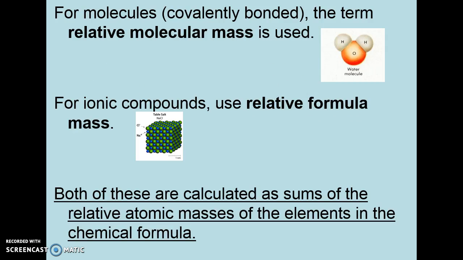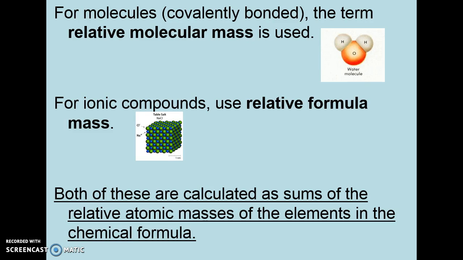For molecules which are covalently bonded, we use the term relative molecular mass. That's because covalently bonded substances usually exist as small numbers of atoms joined together by covalent bonds as discrete molecules, real pieces of matter with just small numbers of atoms, like the water molecule in the picture.